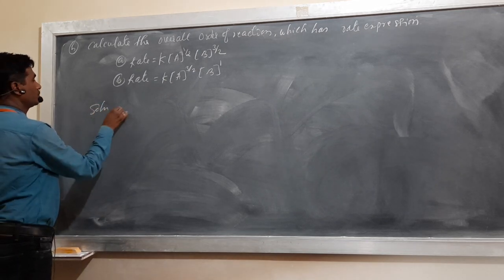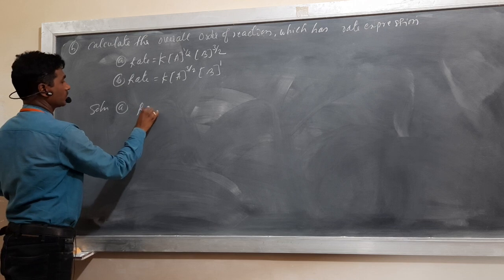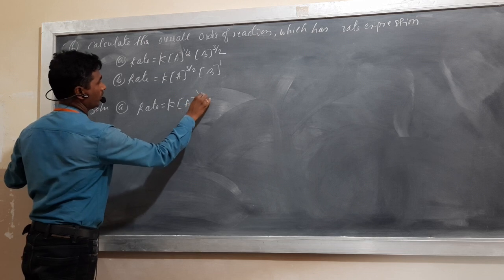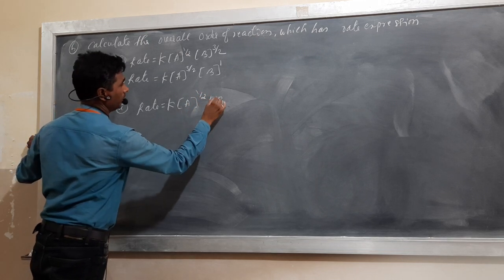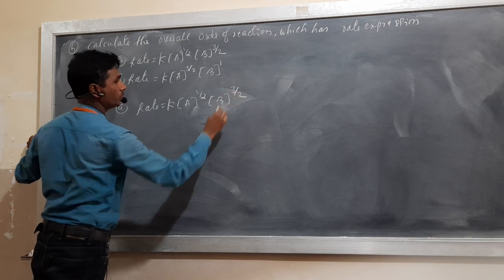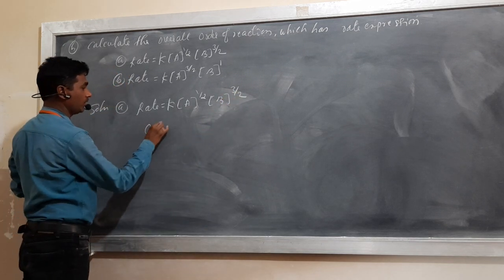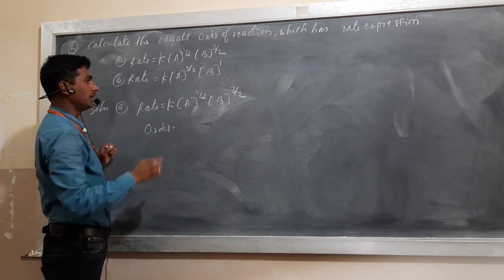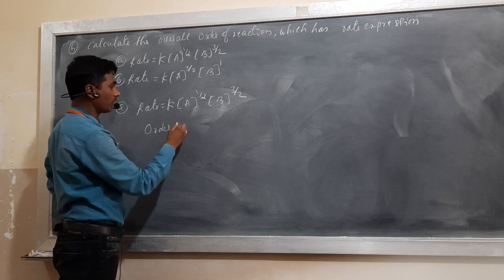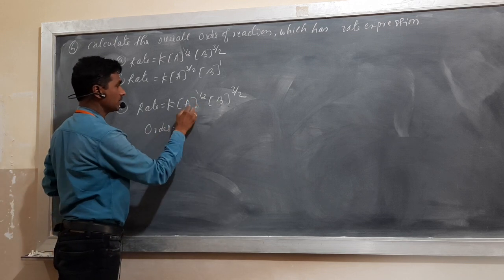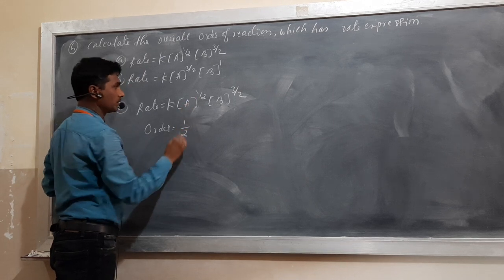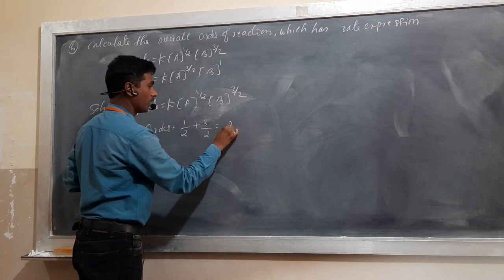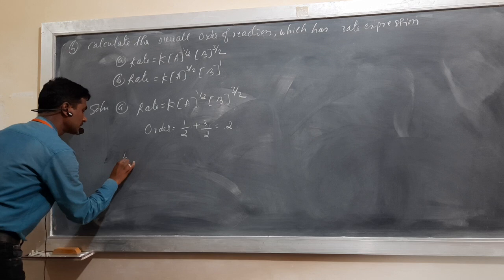The first solution A. So rate is equal to K, A to the power of 1 by 2 and B to the power of 3 by 2. You know what order is. Order is the sum of the powers of concentration terms in the experimentally determined rate equation, or the rate expression, called order of reaction. The power of A is 1 by 2 and the power of B is 3 by 2. So what is the order? Order is 2.